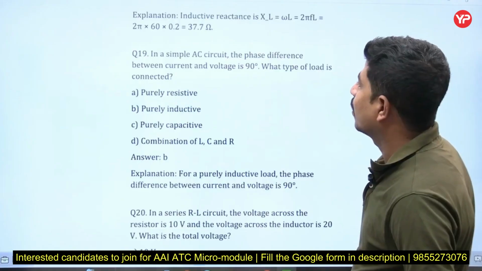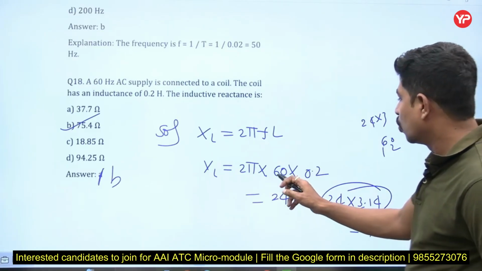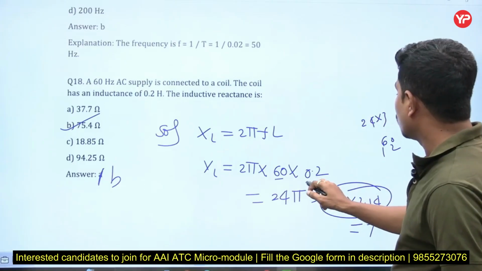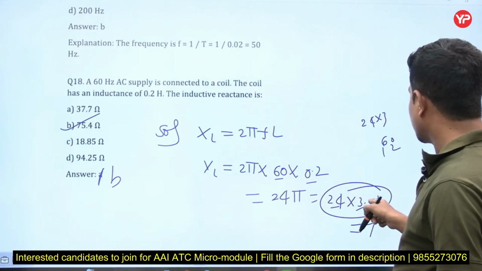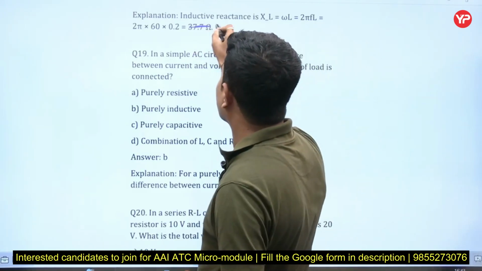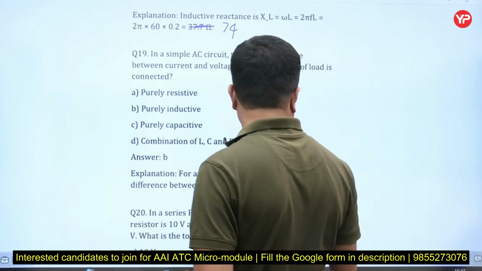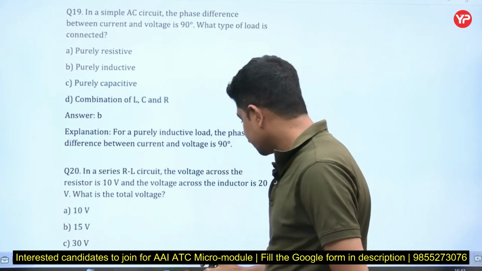2 pi FL, 2 pi. In fact, one more thing I forgot. How much is 60 into 0.2? 12. 12 into 2 is 24. Yes, 24 into pi, 3.14. Here, yes, it is correct only. Here, this is nearby 74 change. You can check the multiplication once, right?